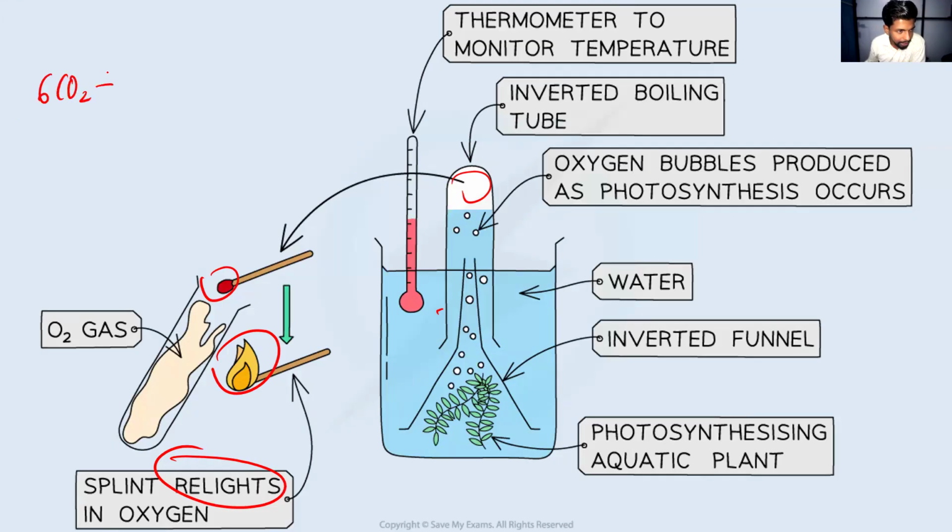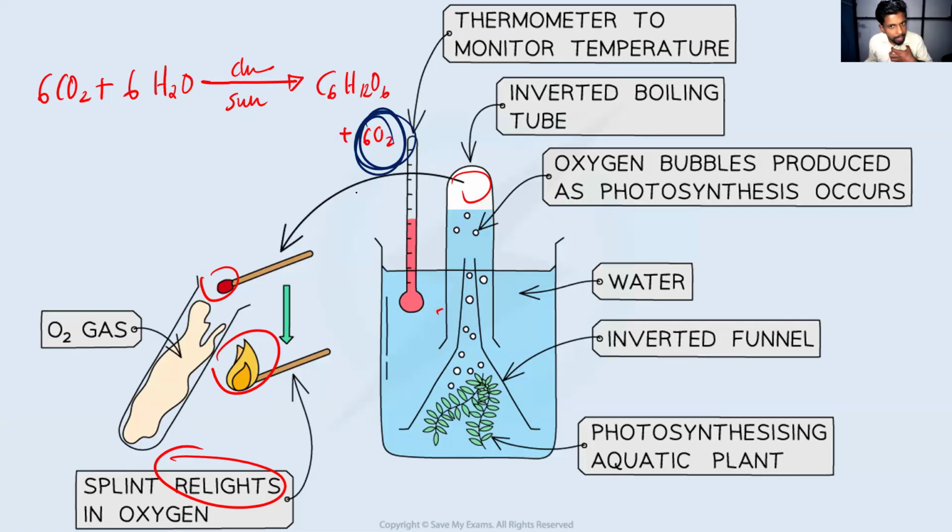6CO2 plus 6H2O. We have the chlorophyll, we have the sunlight, and the answer will be C6H12O6 plus 6O2. Okay. Now here, in this case, I want to produce more and more oxygen.